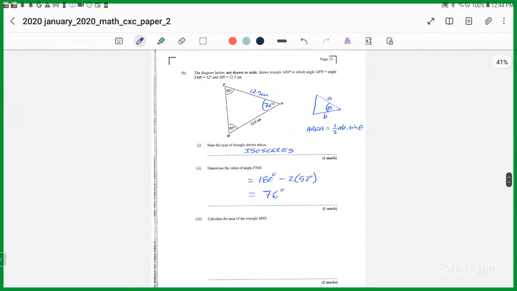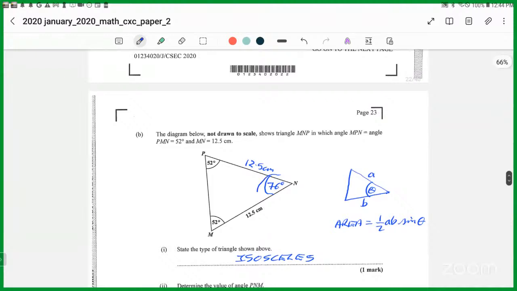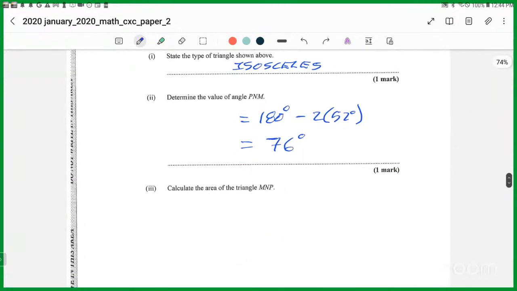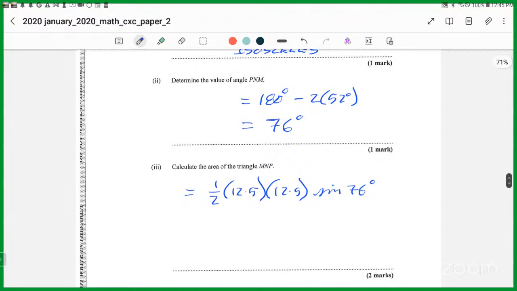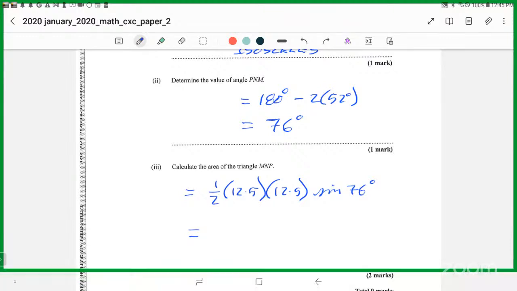So in this triangle, the angle is 76 and the two sides are 12.5 and 12.5. So this area becomes equal to half times 12.5 as the A, times 12.5 as the B, and the sine of the angle between them, 76 degrees. Put this in the calculator and work it out, and we are good to go. Let's do it on the calculator.